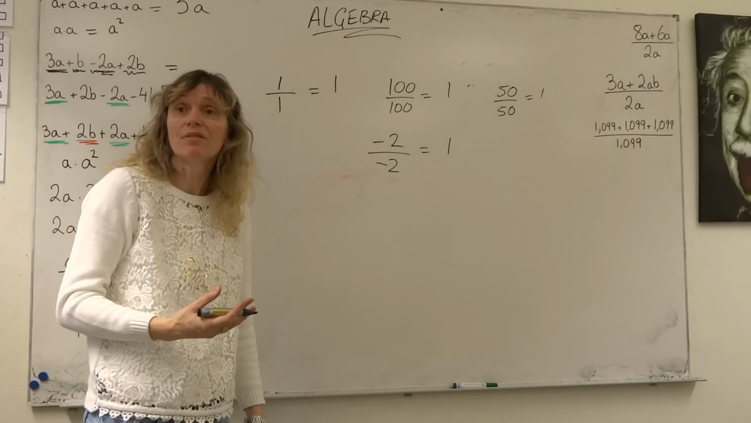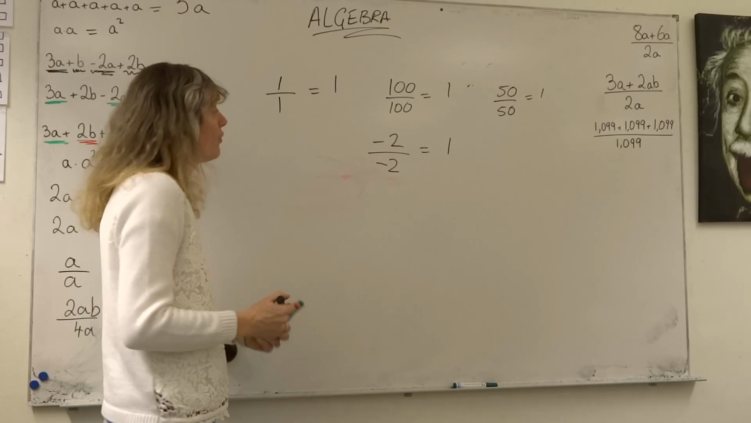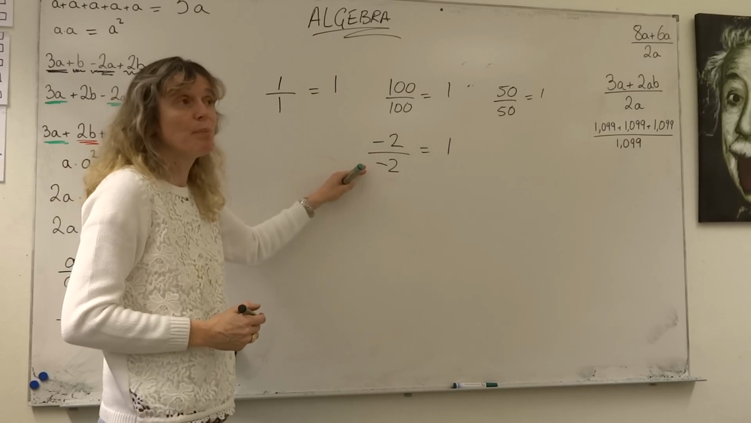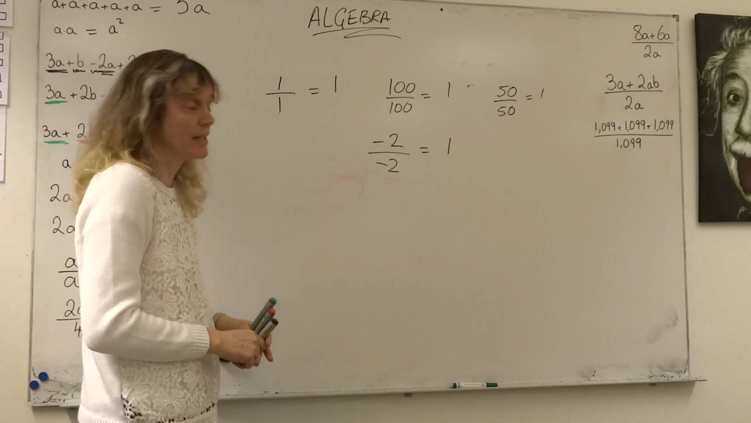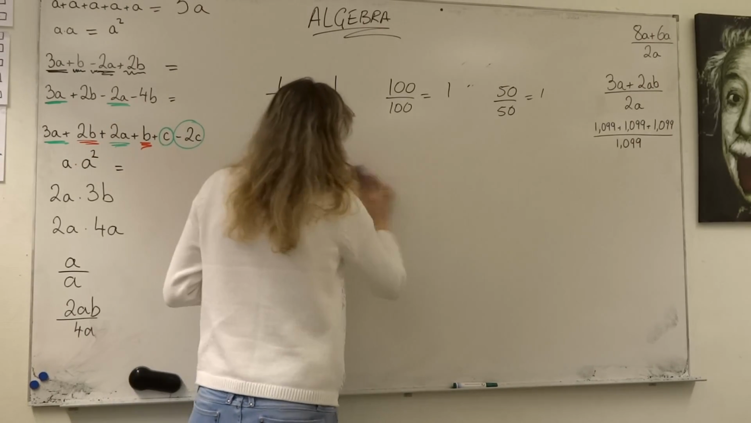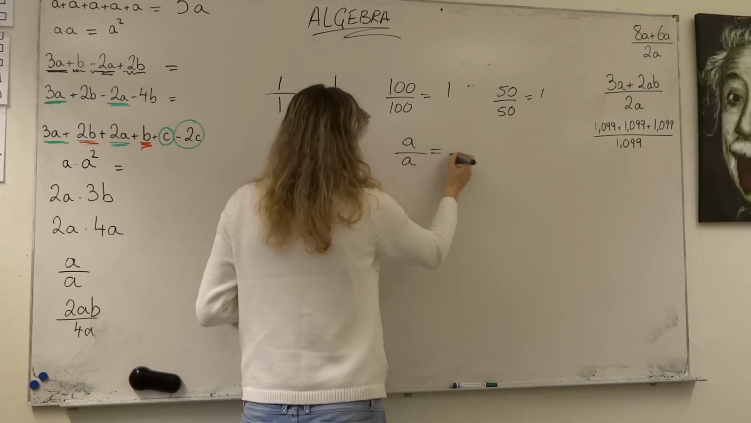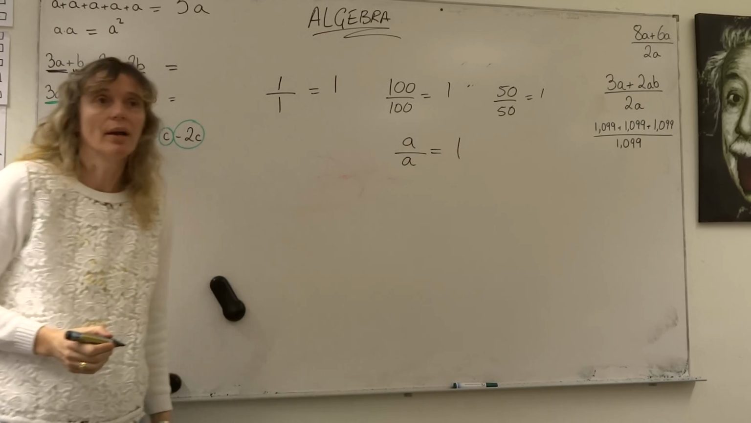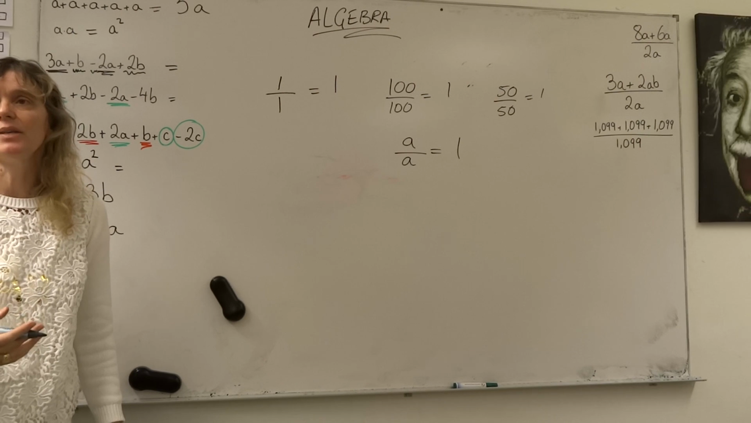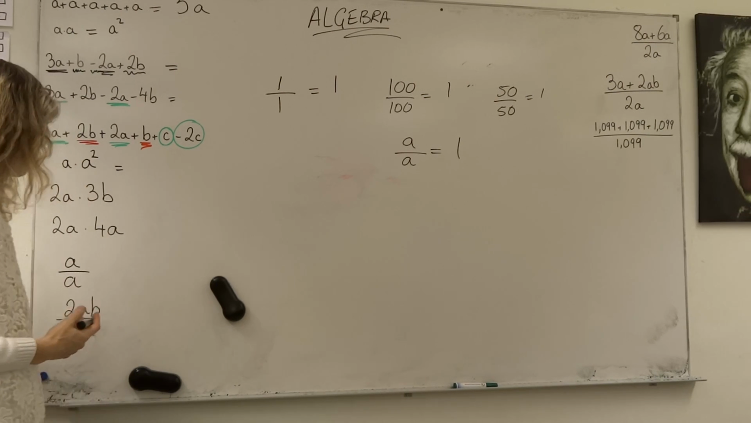Whether it's a negative number or a positive number, if we have divided the same number by itself, we're always going to get the answer 1. So if we have A divided by A, we're still going to get the answer 1, because any number divided by itself gives us the answer 1.